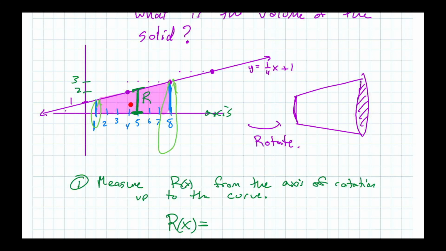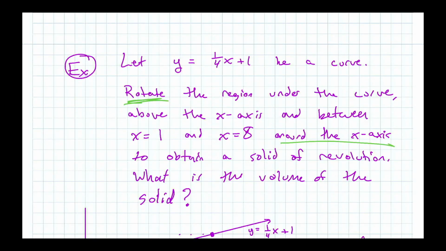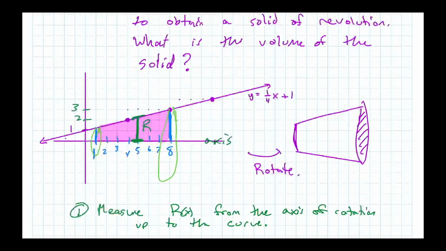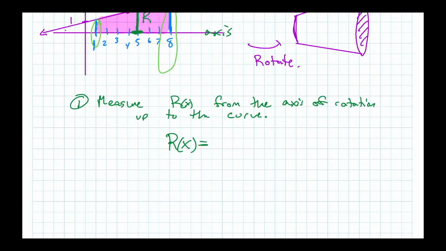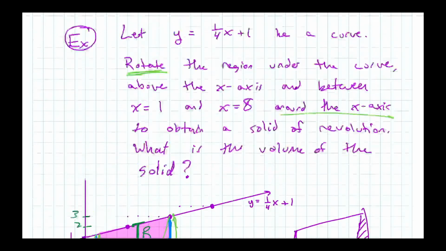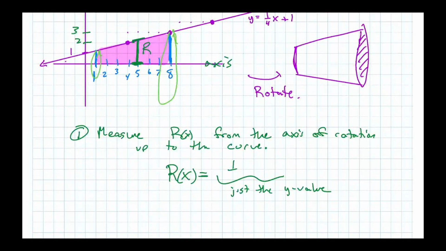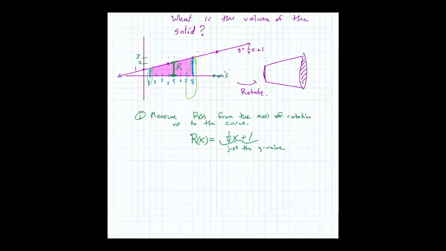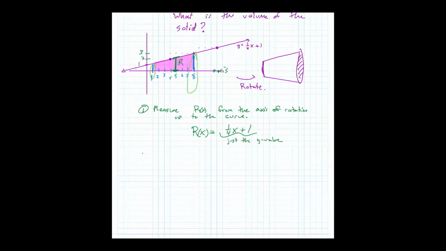But the radius is actually just given by this function here, right? Like if you put in 8, you're going to calculate a 3, which is the y value, and the y value is actually the radius. So it's just the y value. So in this example, it's just the y value. So what is it? It's 1/4 x plus 1. Okay, so hopefully that's not super hard. That's the radius. Just calculate it from the y value, and then you set up your integral.